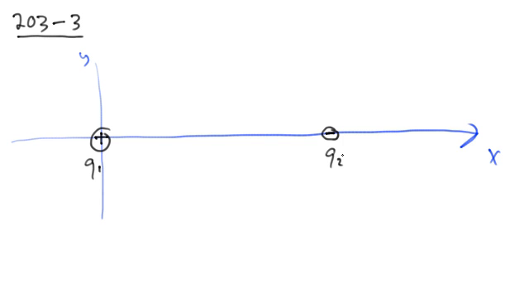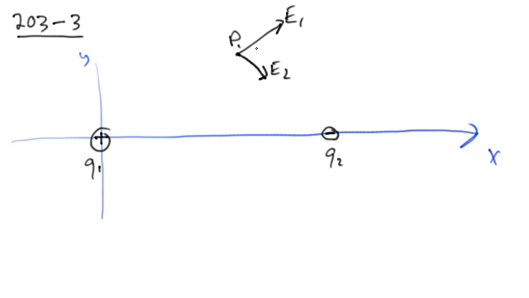Here's the idea for problem 203, number 3. We're looking for a point in space, such as, I'll call it point P1, where the electric field due to charged particle Q1, I'll call that E1, and the electric field due to Q2, call that E2, add up to 0.